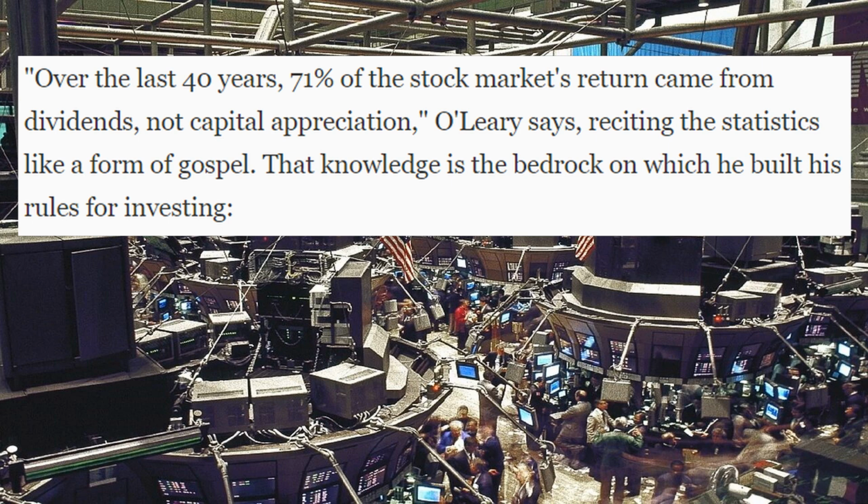He also says that the statistics are like a form of gospel and that knowledge is the bedrock on why he built his rules for investing. So what that means is that 71% of the last 40 years of gains in the stock market come from dividend money, dividend investing, and not from capital gains where a stock goes from 100 to 120, you get $20. But instead it's actually the dividends.